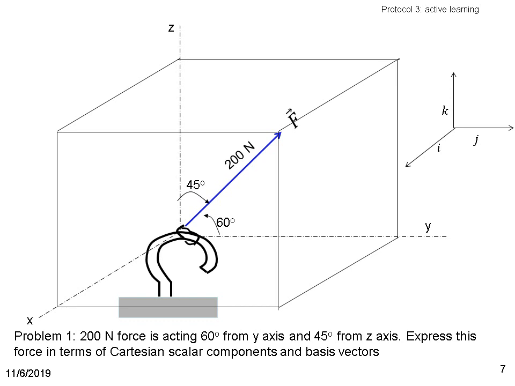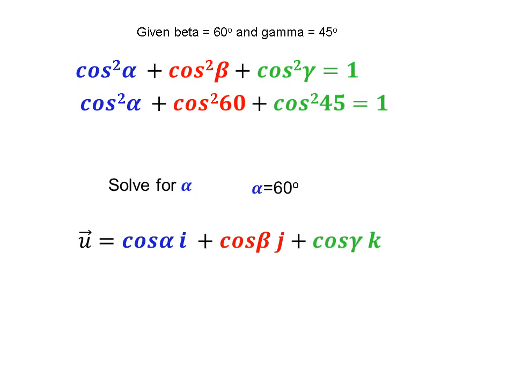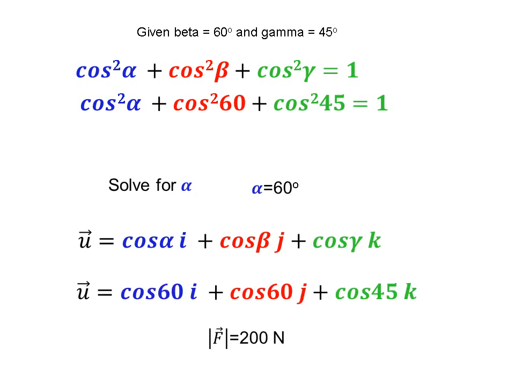Note that this force vector is a three-dimensional vector which is inclined at an angle alpha with the x-axis. We can use the identity cos square alpha plus cos square beta plus cos square gamma equals 1 for a given beta and gamma. We can solve for alpha. Once you have alpha, beta, and gamma, we can write the unit vector along the force as u. The magnitude of the force is given as 200 Newton.